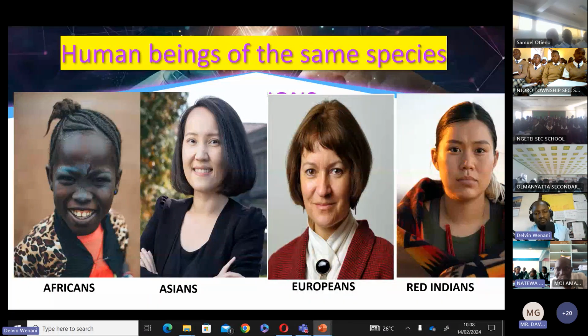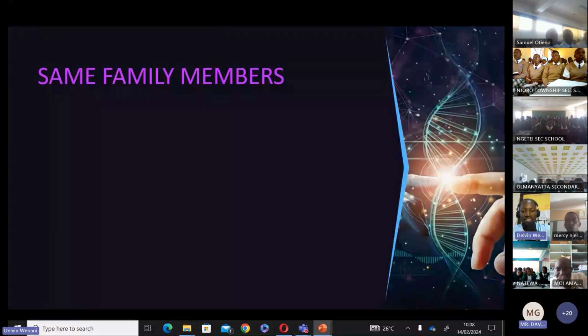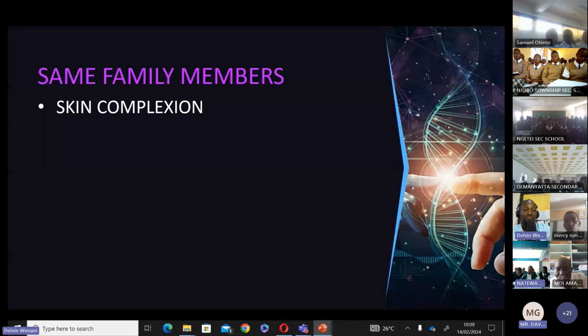Next, we can see the same thing in members of the same family. When I did my introduction, I said family members can have brothers and sisters from the same parents, but with very different features. For example, in skin complexion, some members have lighter skin while others are dark skinned. From the same parents, some have different heights, and different hair color: others have darker hair, others lighter hair.